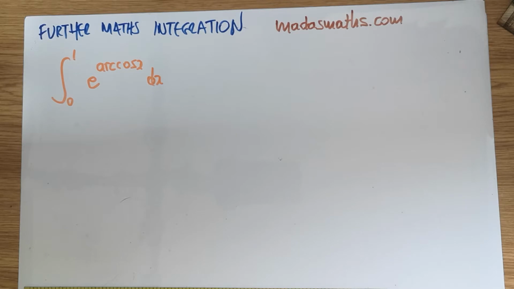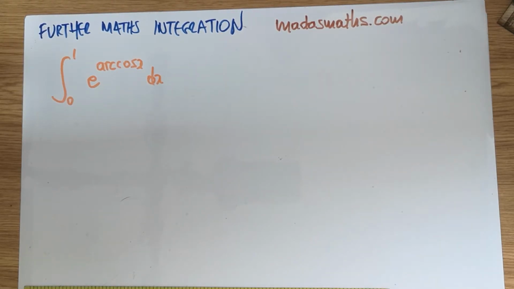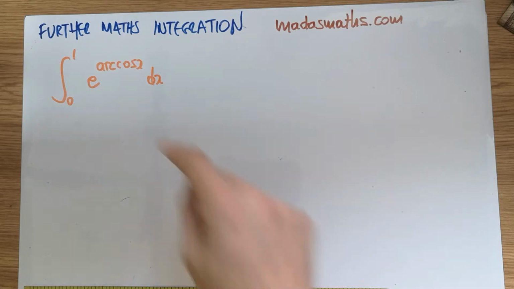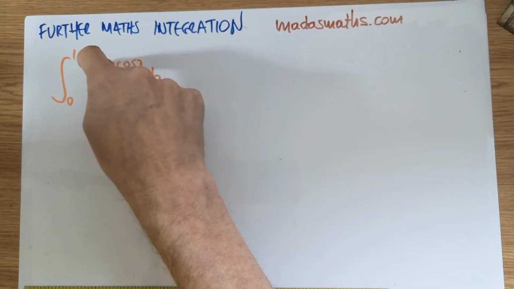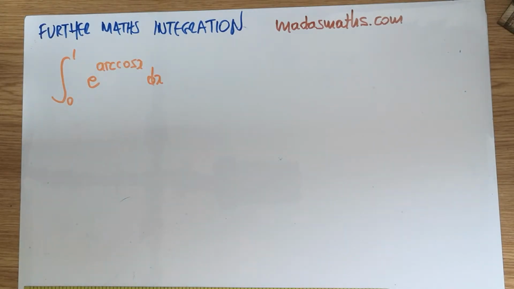A little bit harder than normal, but not too bad, this particular integral. The integral from 0 to 1 of e to the arccos of x with respect to x. Okay, something like this. There are not a lot of things that come to mind when I'm faced with something like this. I can think of the arccos as some kind of angle.